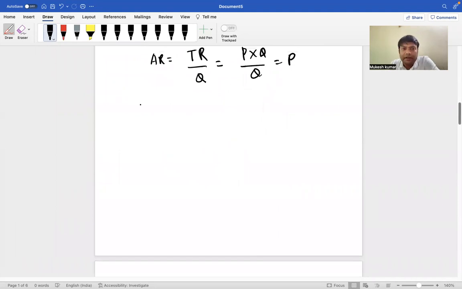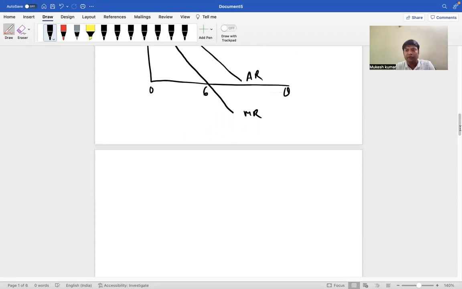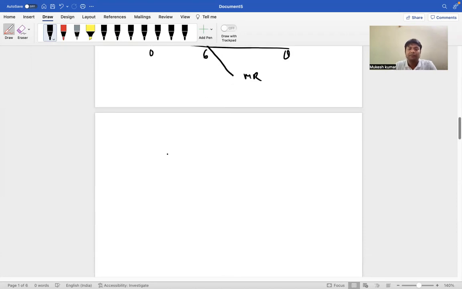Price, quantity, this is average revenue. And marginal revenue at some unit becomes zero, and after that it becomes negative. At the sixth unit it becomes zero, and after that it becomes negative. And when marginal revenue is zero, total revenue is maximum.